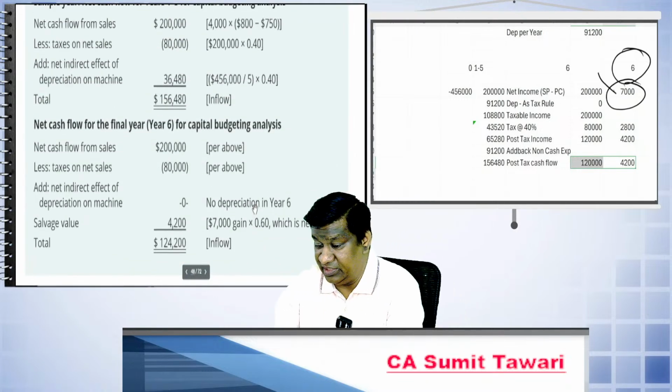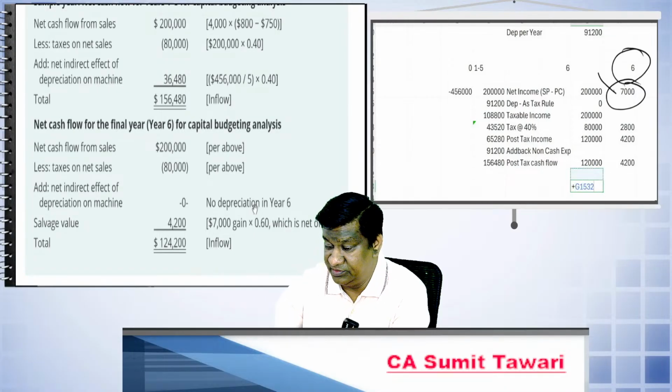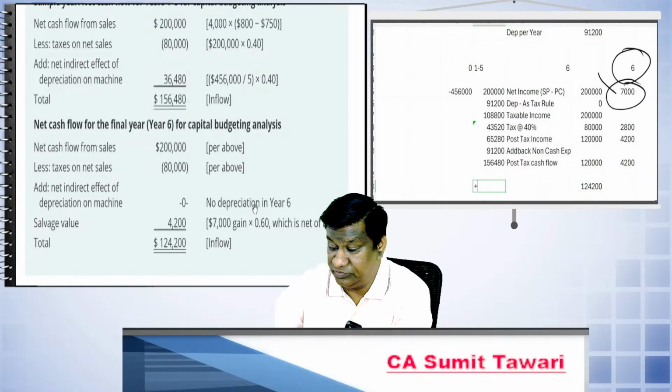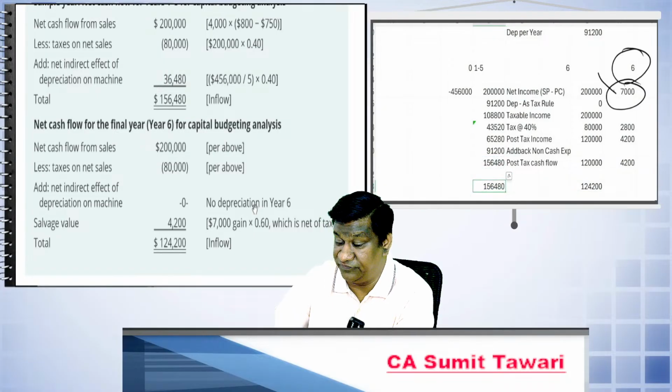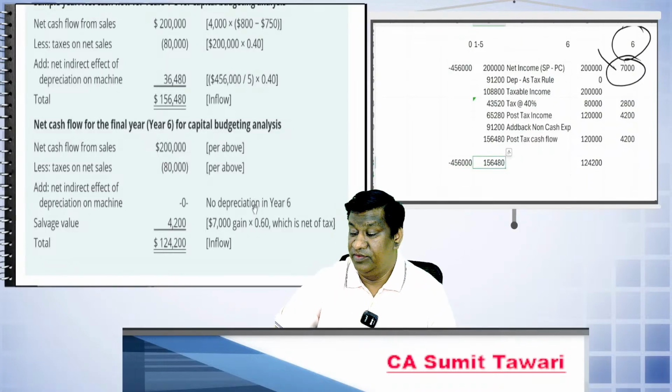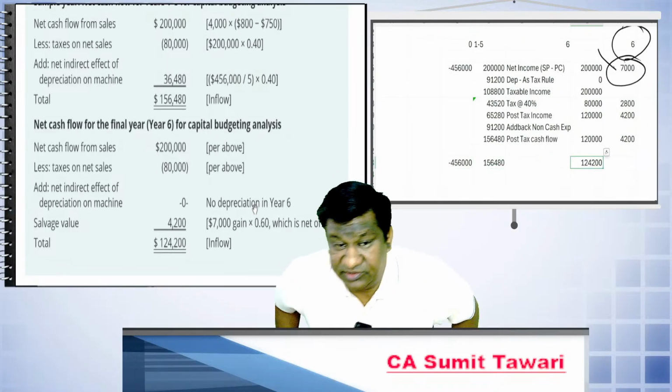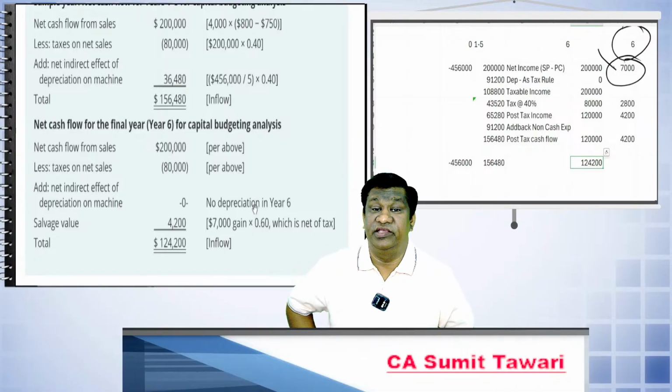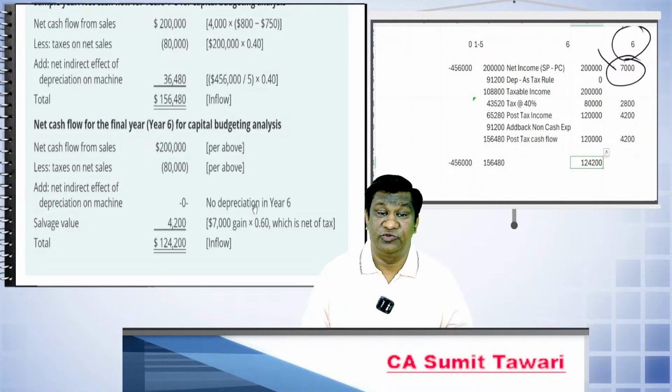Okay, so here for the 6th year, the amount is 124,200. For years 2 to 5, the amount is 156,480, and for the first year, it is 456,100. Sometimes it is not necessary that you can claim the tax benefit for all the years. Sometimes your tax benefit gets exhausted in an earlier year. Once the tax benefit is exhausted, then you need to pay taxes on the entire income.